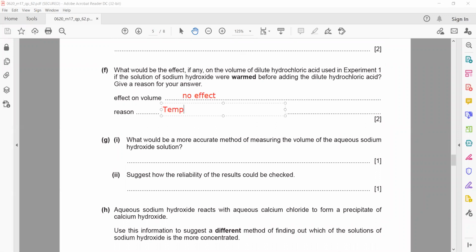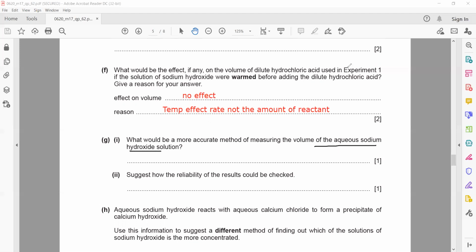What would be a more accurate method of measuring the volume of sodium hydroxide? We use a measuring cylinder. What should we do? We should use a burette. Normally a 25 cm cube pipette is there in the lab which we use. A burette is the one we can read to 0.1 cm cube. So we can use a burette, which is more accurate.